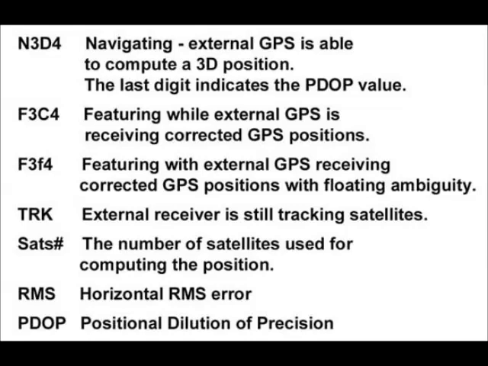If real-time correction data is received and applied to the feature data being stored, then the tracking status indicator will change to F3C4, where the C stands for corrected. The RMS value is an indicator of the GPS data quality. Now, let's continue with the data collection demonstration.